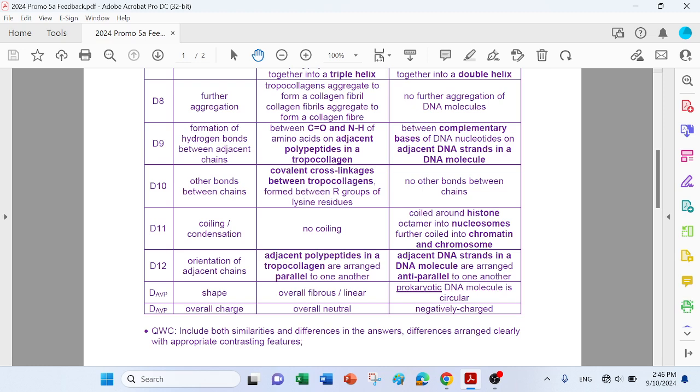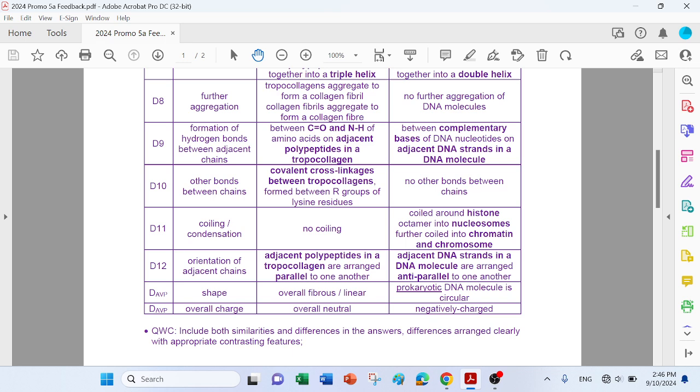Okay, then for the orientation of your individual strands or individual chains, right? So again, we are talking about between tropocollagen and DNA molecule. Okay, not your collagen fibril, not your collagen fiber. Why? Because those are formed not by individual polypeptides, right? Those are formed by tropocollagens aggregating together, rather collagen fibrils aggregating together, right? So when we look at one tropocollagen, you cannot say direction, right? Direction is for individual polypeptides, individual DNA strands.